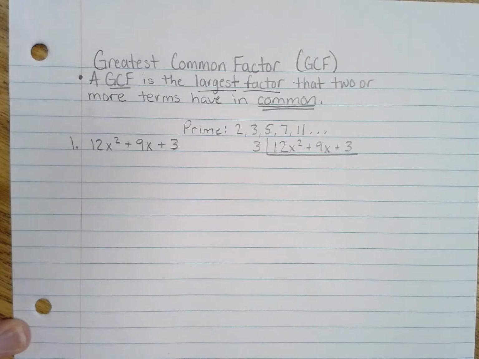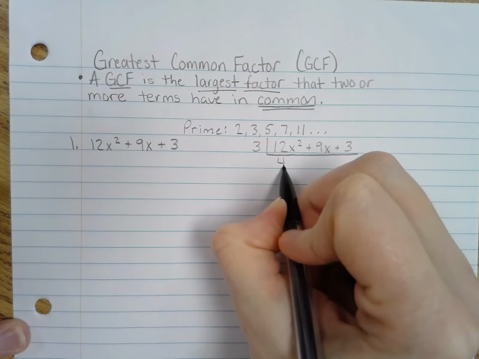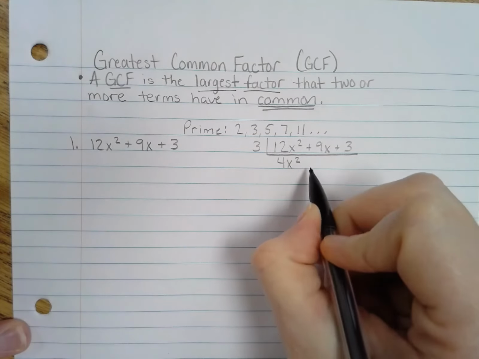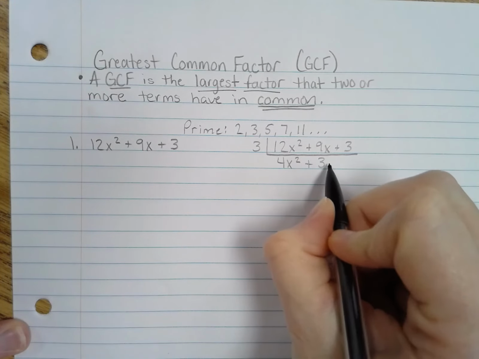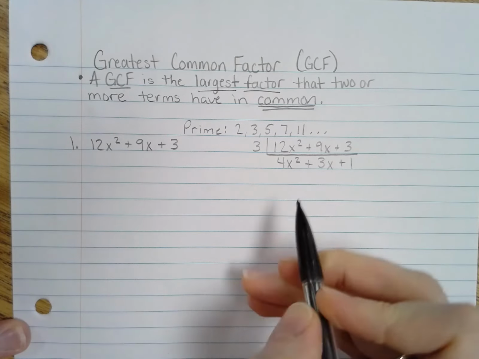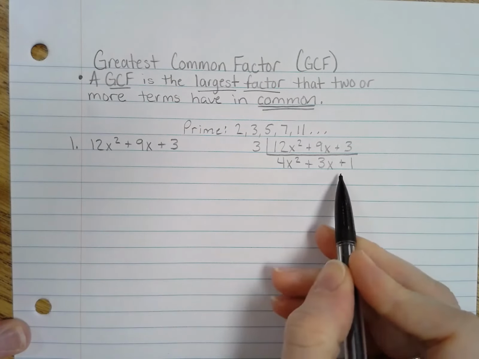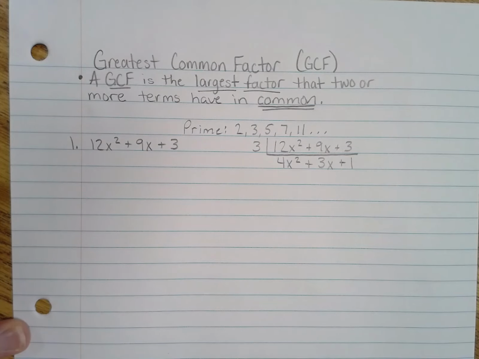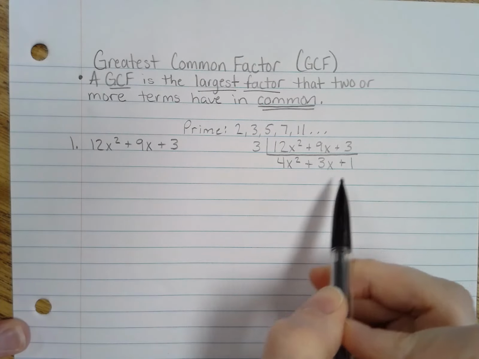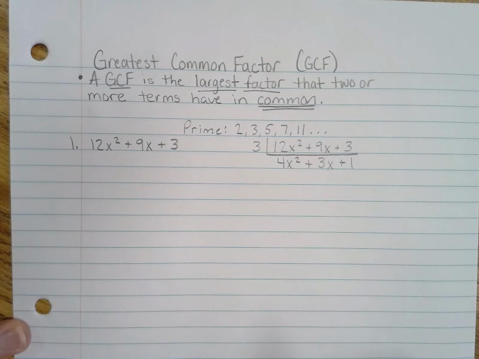So 3 goes into 12x squared, 4x squared. 3 goes into 9x and gives us a 3x. And 3 goes into itself and gives us a 1. Notice we're keeping the signs between each term. For a 4x squared, a 3x, and a 1, there are no other prime numbers that can divide evenly into all three of those. So we are done at this point.